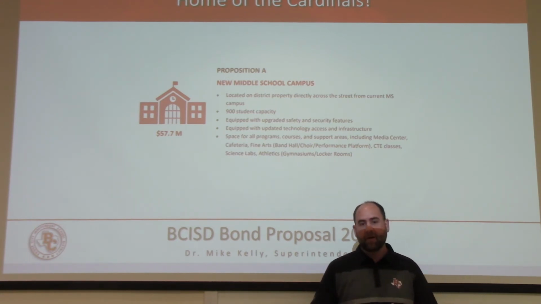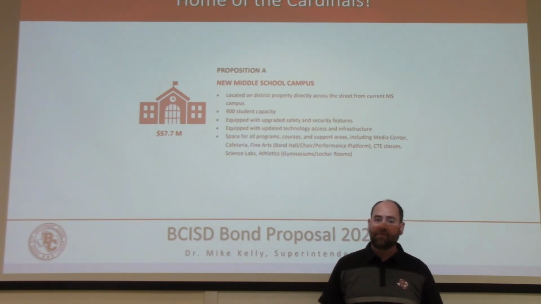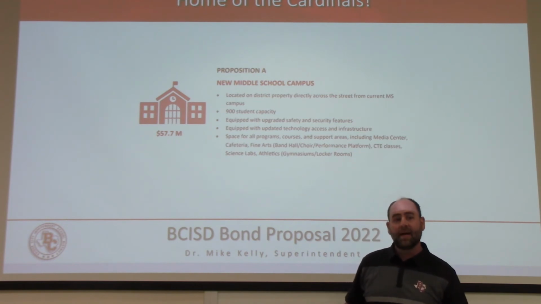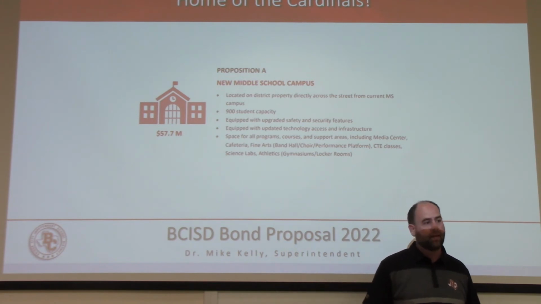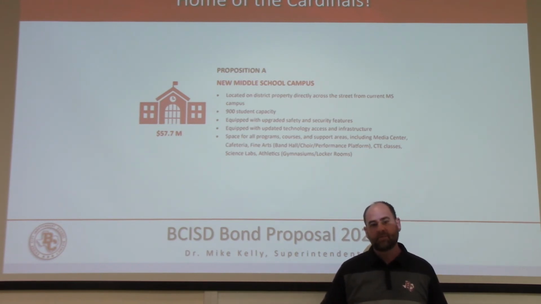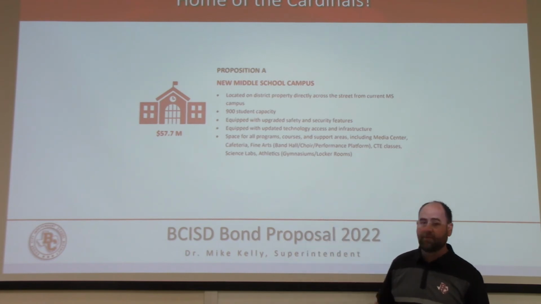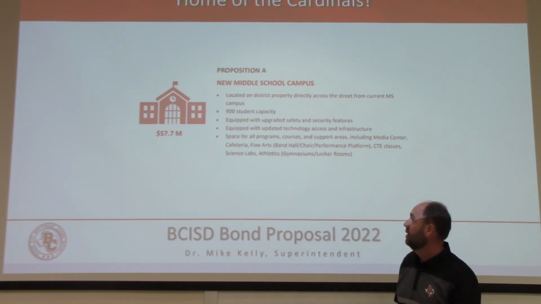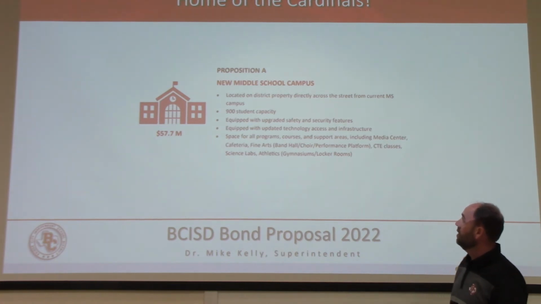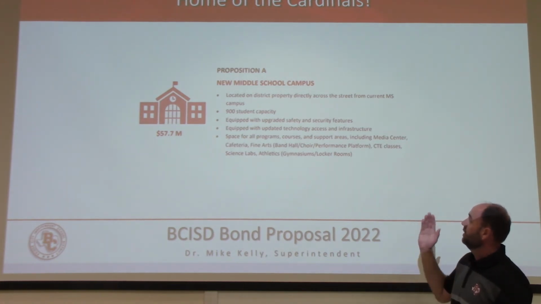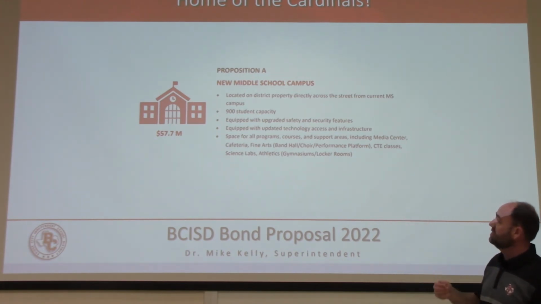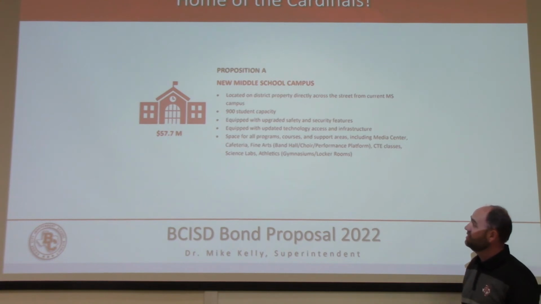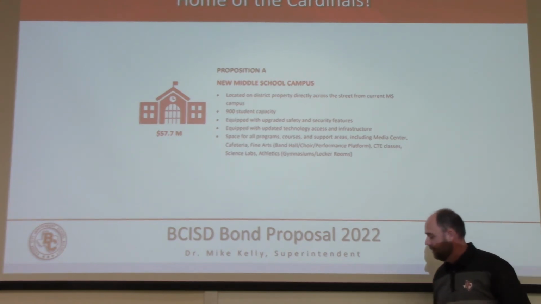We have teachers that have conference periods, so not every class is being taken up at the same time. The other thing is, not every class is going to have 22 or 25 students. Depending on the class and the equipment used in that class, there may only be 10 students in that classroom. This school is built for 1,104 students, equipped with and upgraded with safety and security features, the latest technology and infrastructure, and space for all programs, including a media center, cafeteria, fine arts, CTE classes, science labs, athletics.